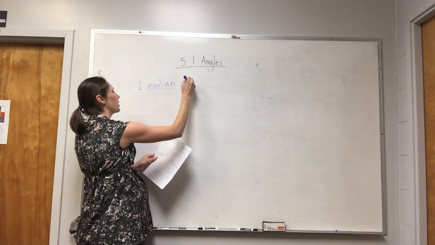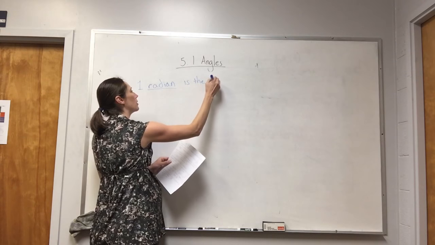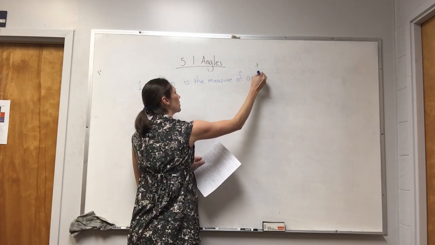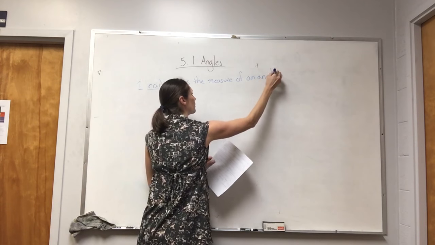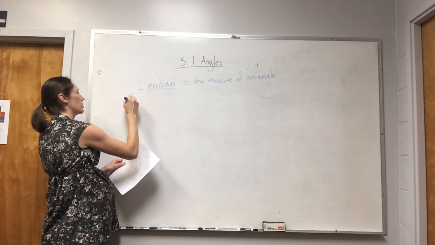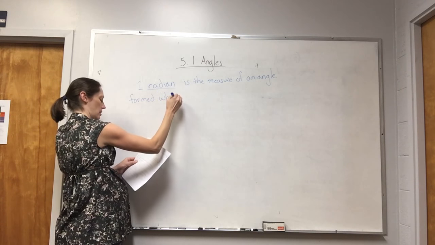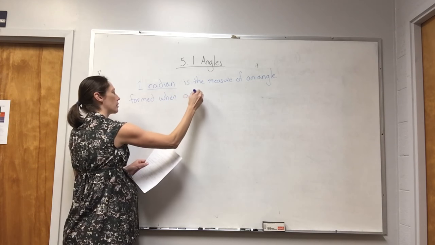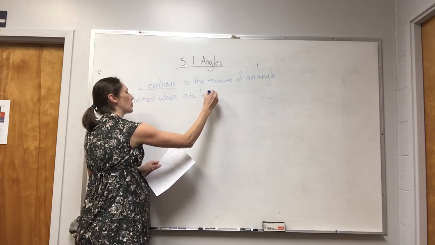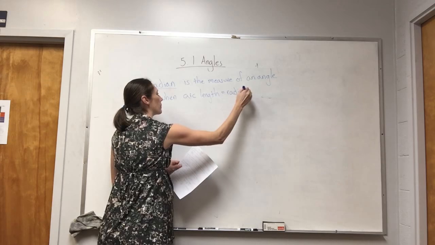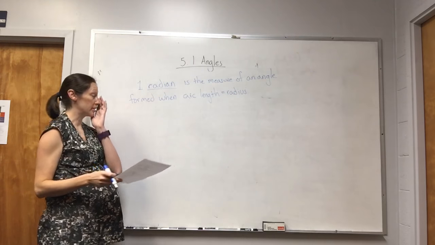1 radian is the measure of an angle formed when arc length equals radius. Okay, so we're going to need to visualize this.